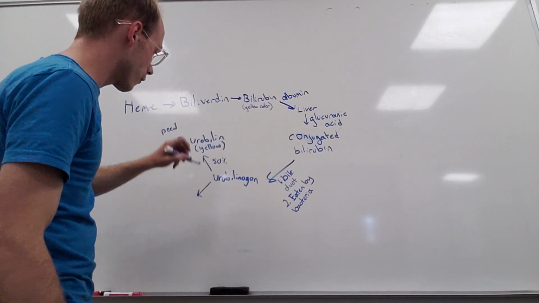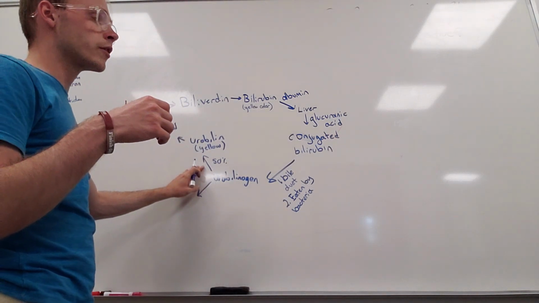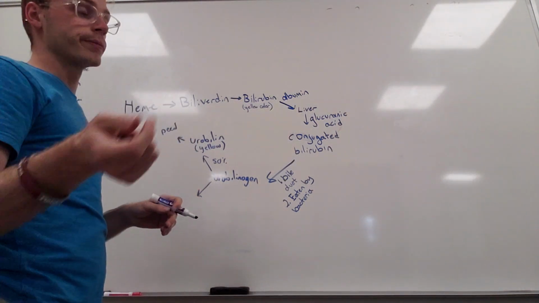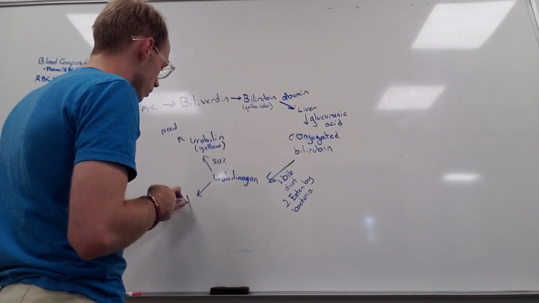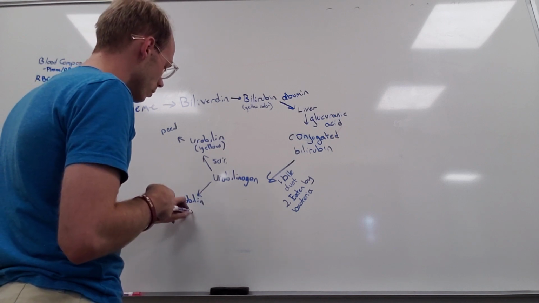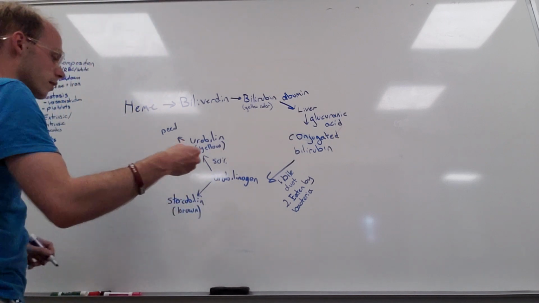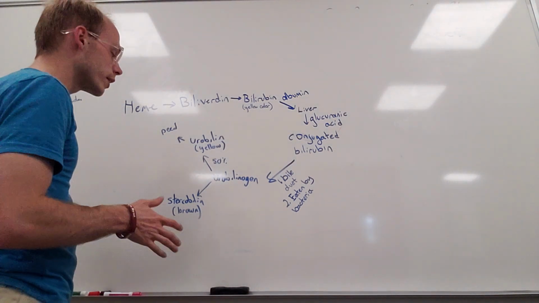Or if it's not absorbed by the intestines, it stays within the intestines and is converted into stercobilin. And so this has a brown color. Fun fact, this is then excreted out through the anus. And that's your fecal matter.